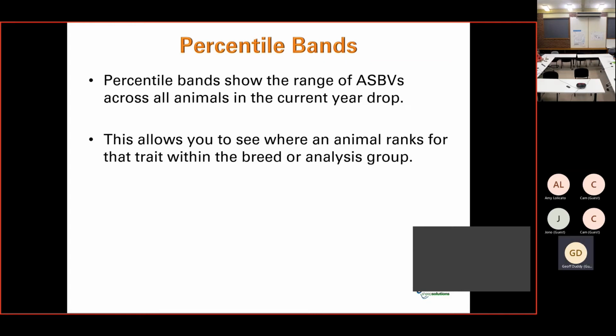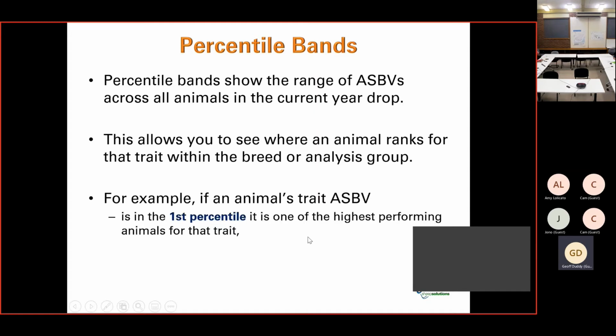So the percentile bands show the range of ASBVs across all animals in that current year drop. We'll be looking at 2019 and 2020 in a minute. It allows you to see where an animal's values rank for that trait within the breed or the analysis group. For example, if an animal's trait ASBV value is in the first percentile, it is one of the highest performing animals for that trait in the database. If it's in the 50th percentile, it's about average or median for that trait in that database.